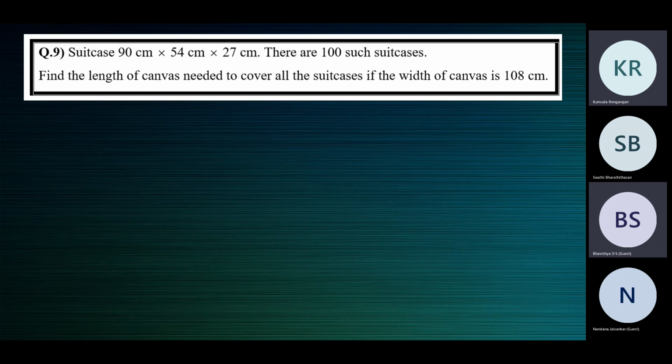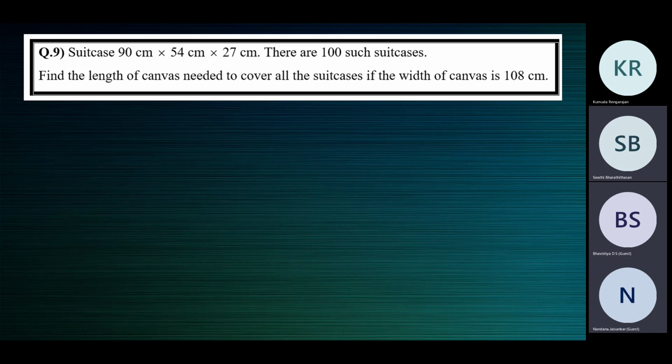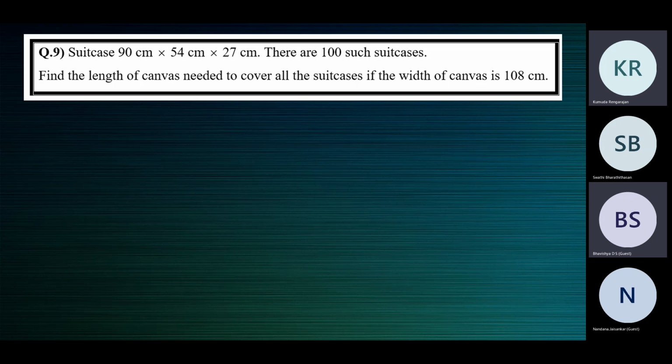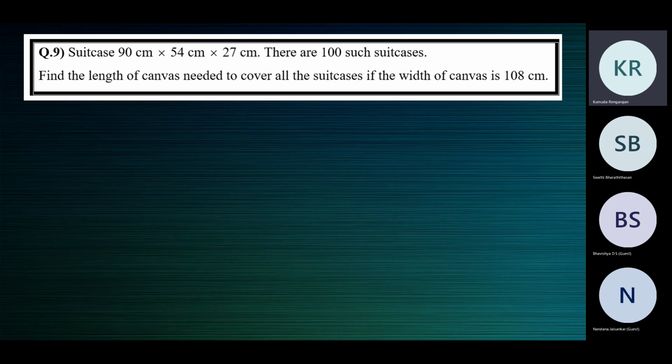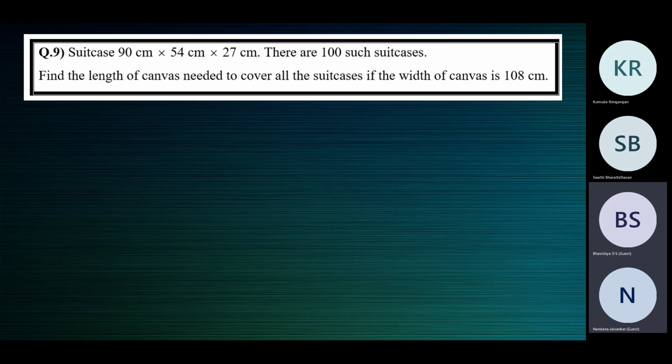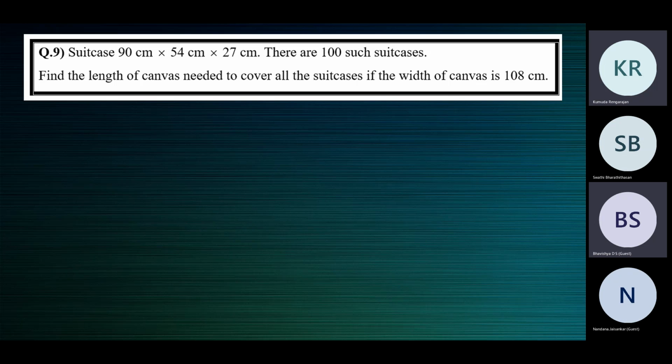So are you finding the volume or area of the suitcase? Area. Area means you're finding curved surface area or total surface area? Curved surface. You're covering the suitcase with canvas all over or only the curved surface area? All over. All over means CSA or TSA? TSA. So find the TSA of one suitcase. Multiply by 100. You will get the TSA of 100 suitcases. Do that and tell me. Yes, ma'am.